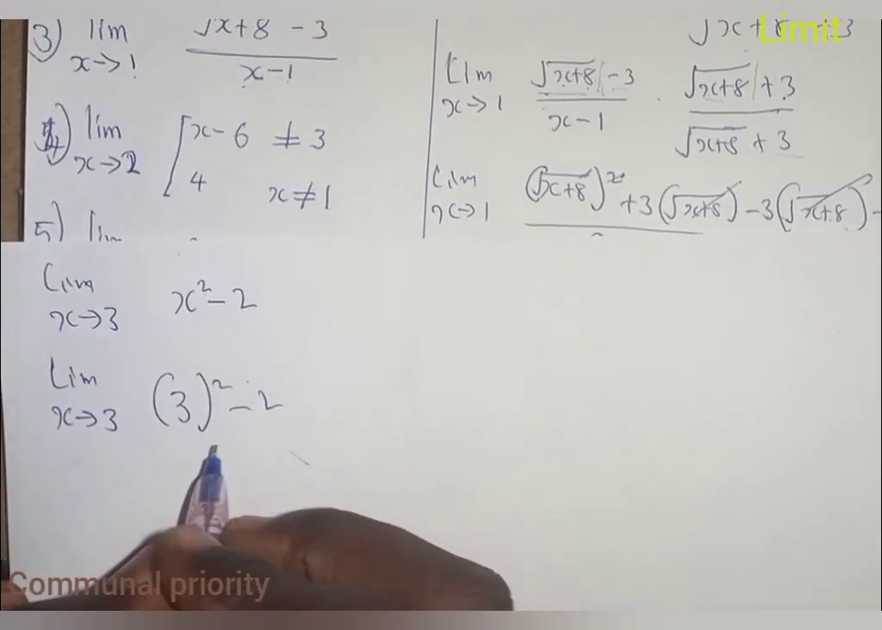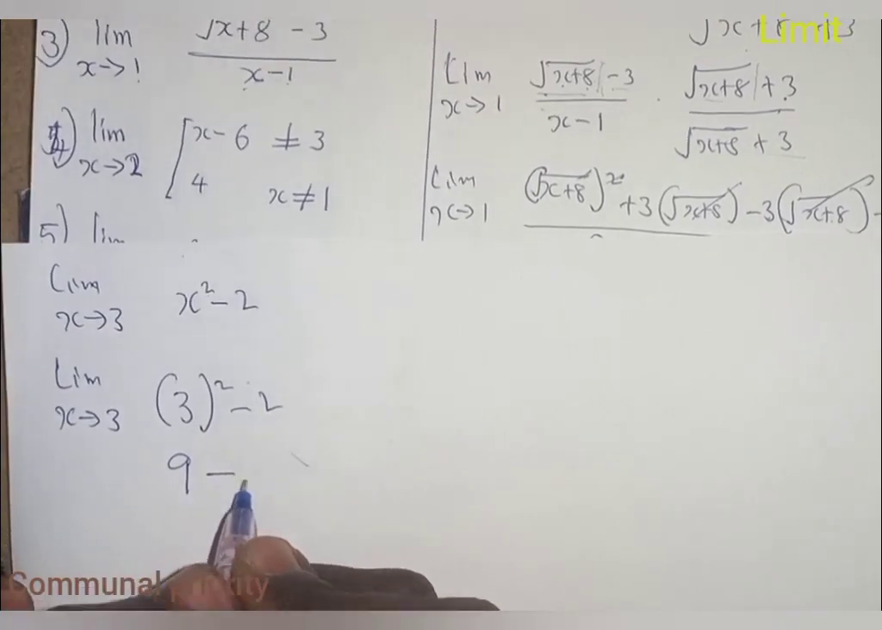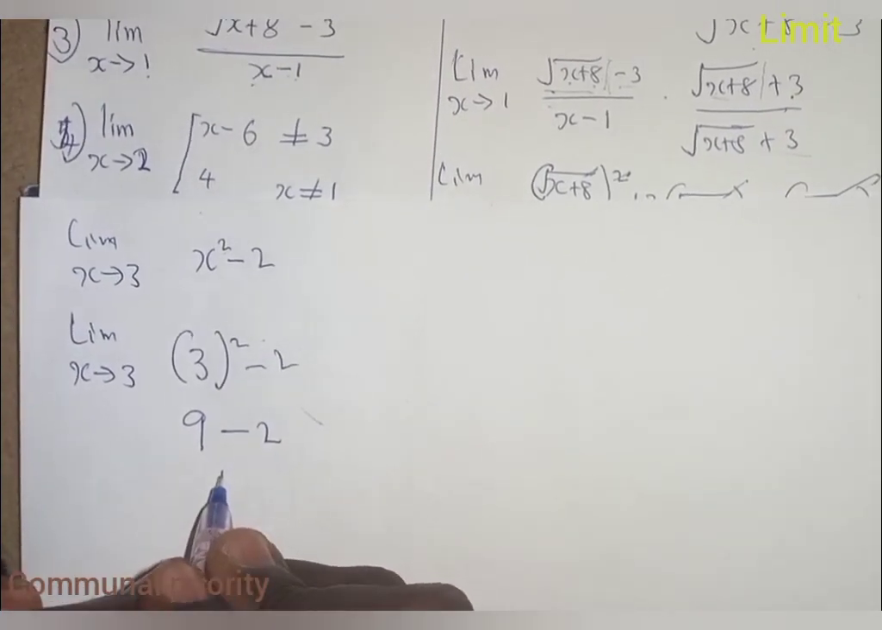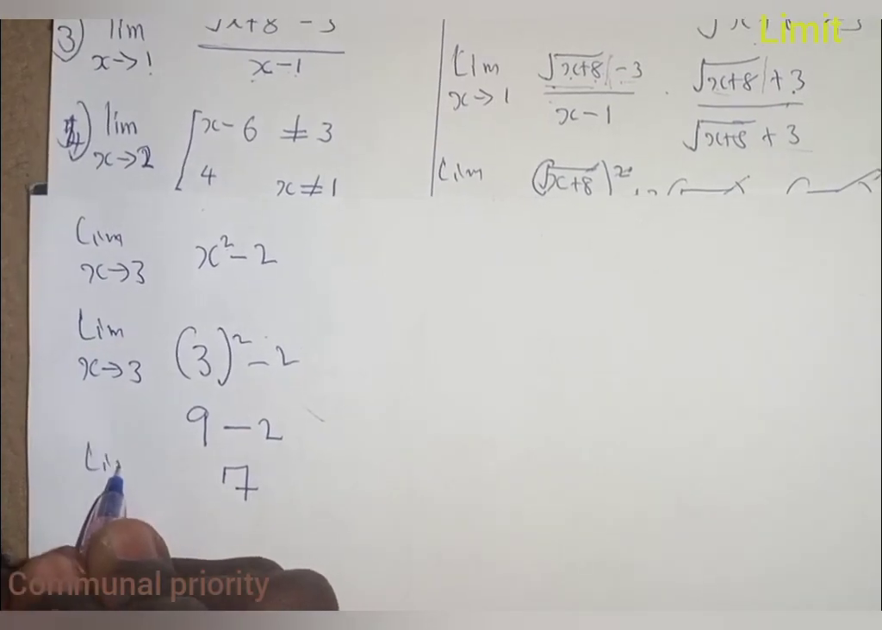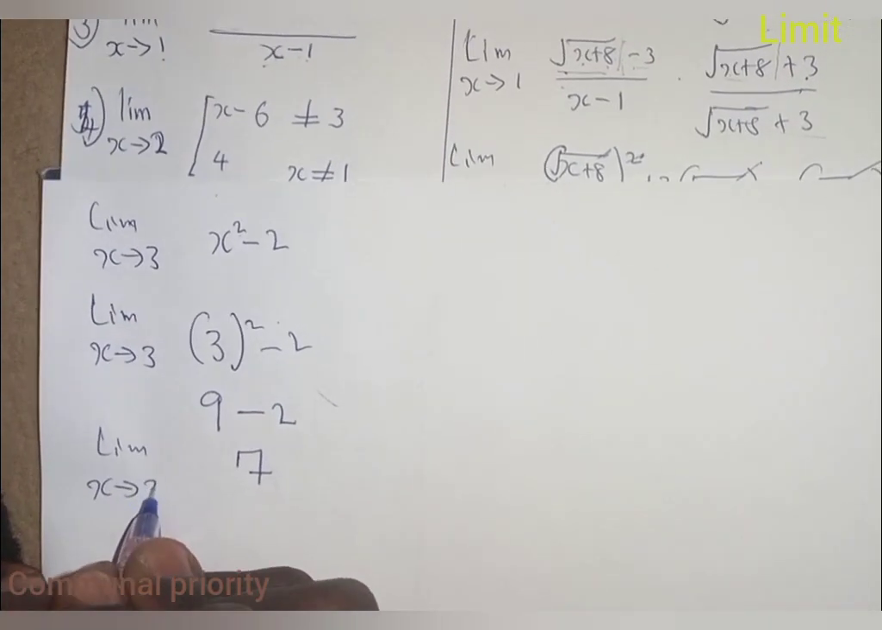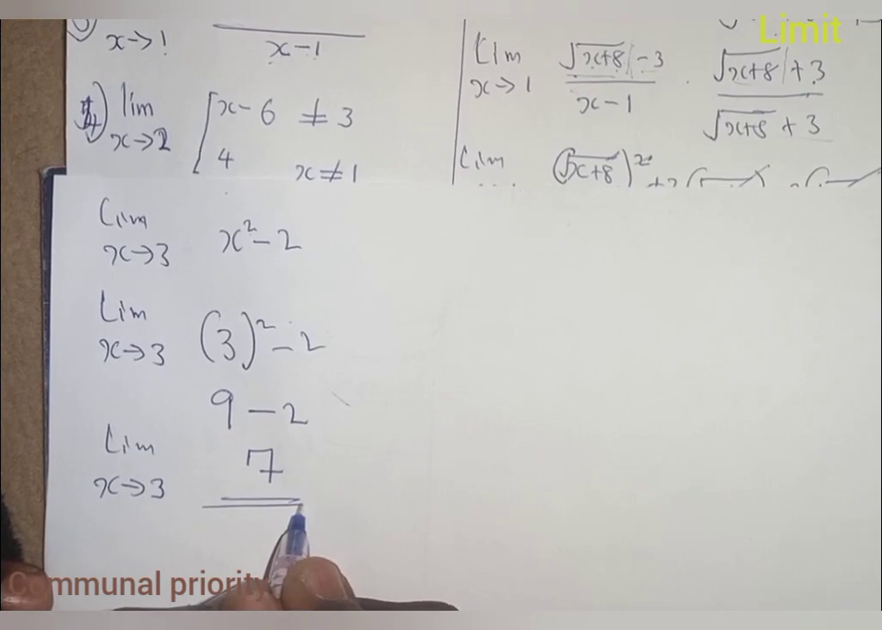And 3 squared is what? 3 squared is 9, so 9 minus 2. And 9 minus 2 is 7. So therefore the limit as x approaches 3 is 7. So guys, we are stopping here.